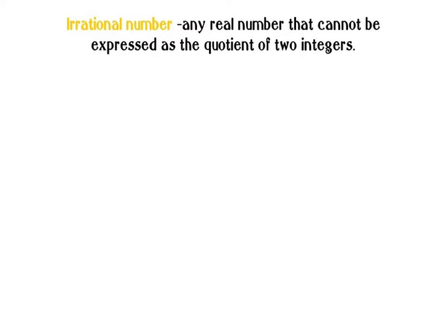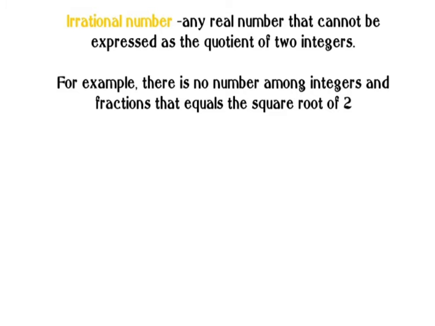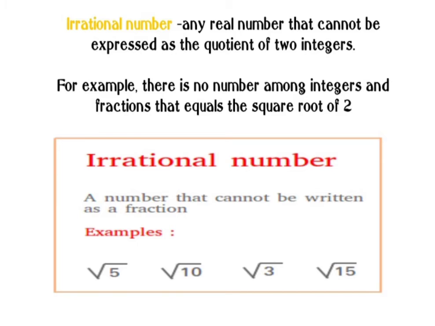An irrational number is any real number that cannot be expressed as the quotient of two integers. For example, there is no number among integers and fractions that equals the square root of 2. Look at the picture illustrating irrational numbers: a number that cannot be written as a fraction, like square root of 5, square root of 10, square root of 3, square root of 15 and etc.